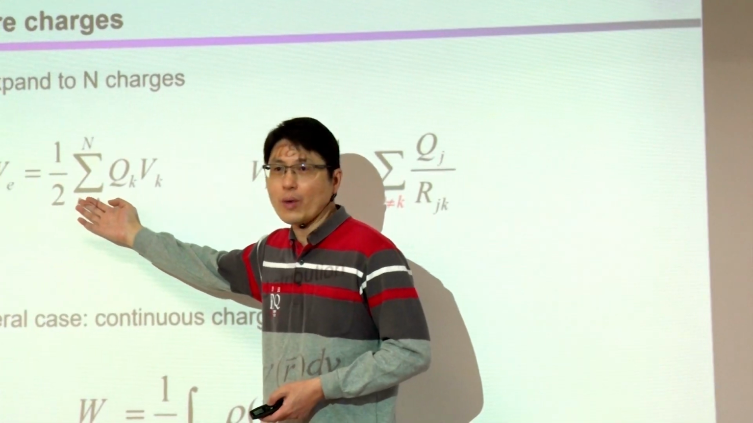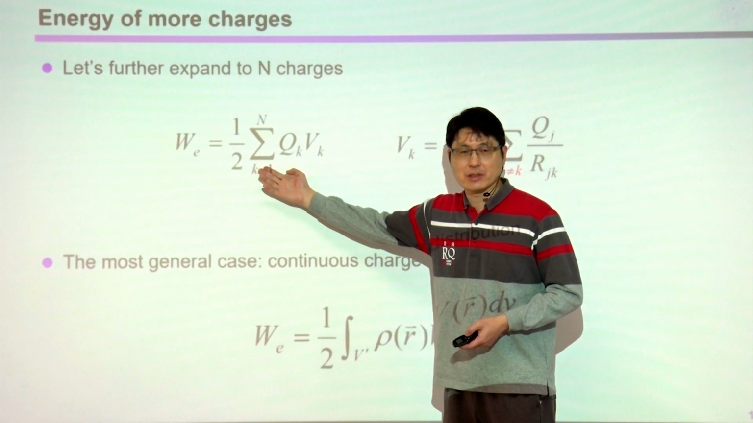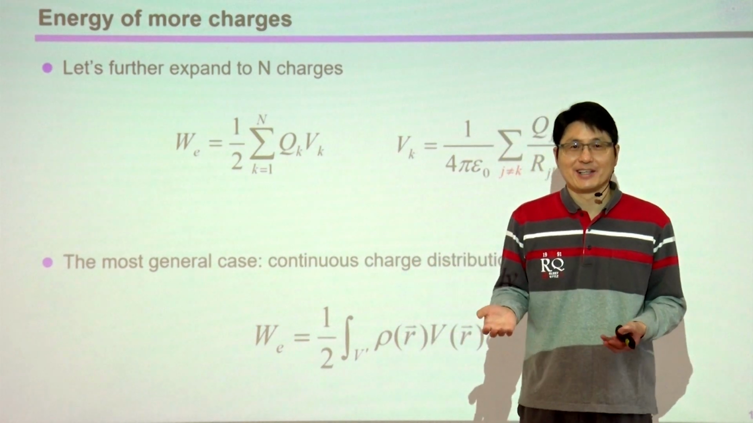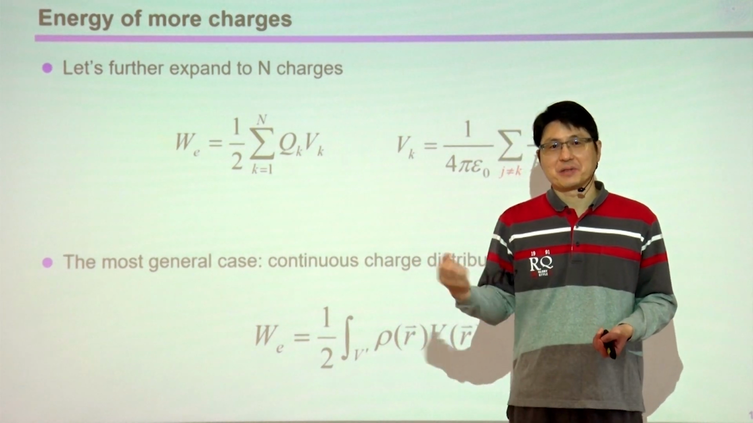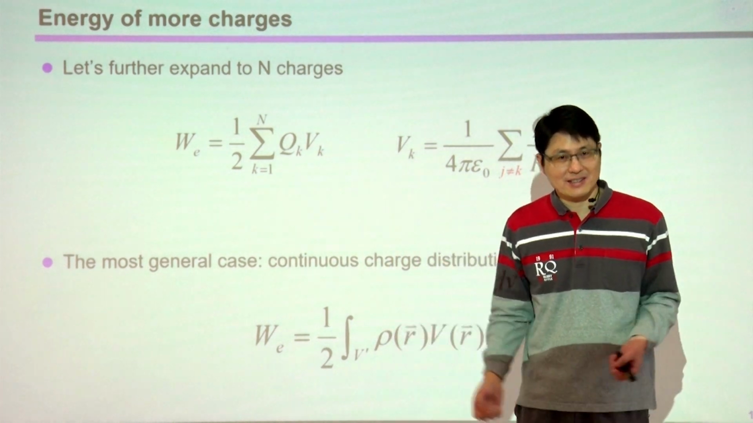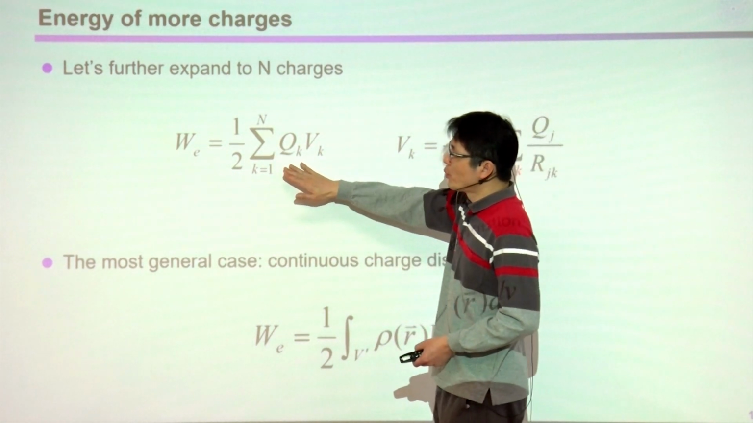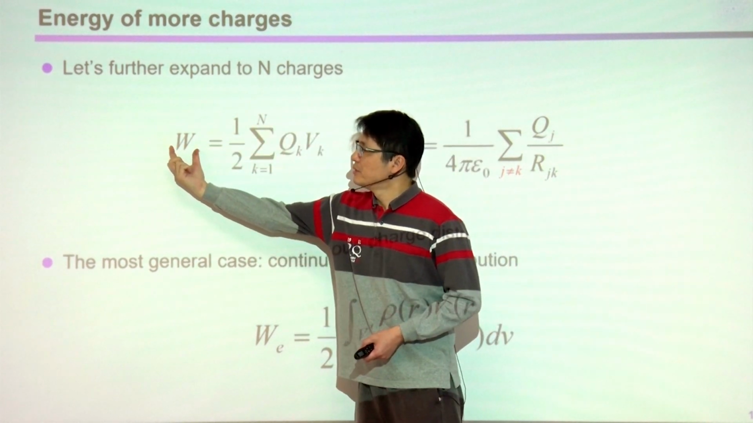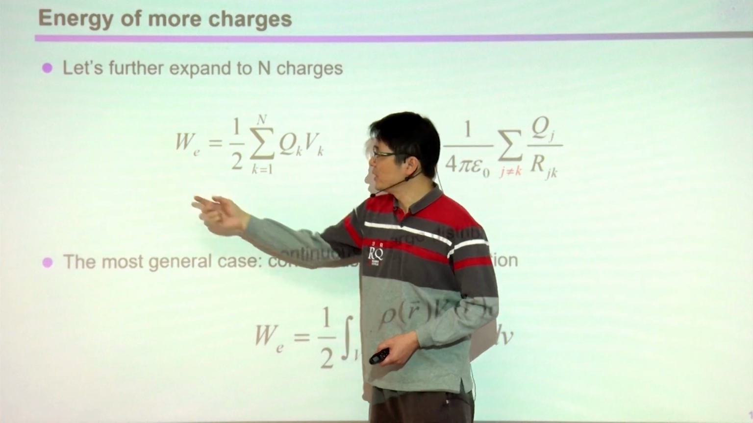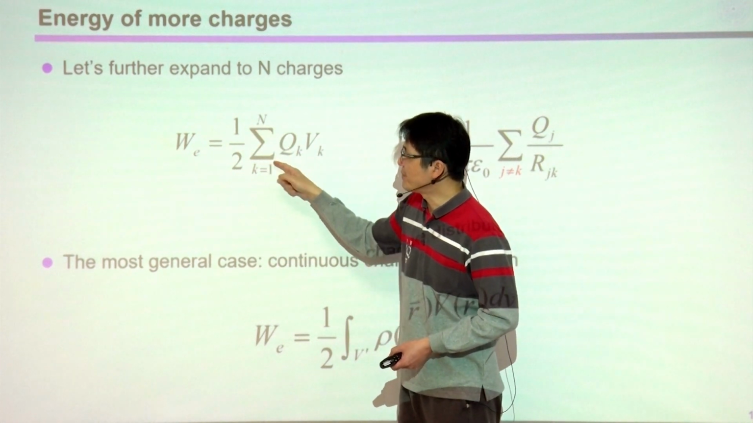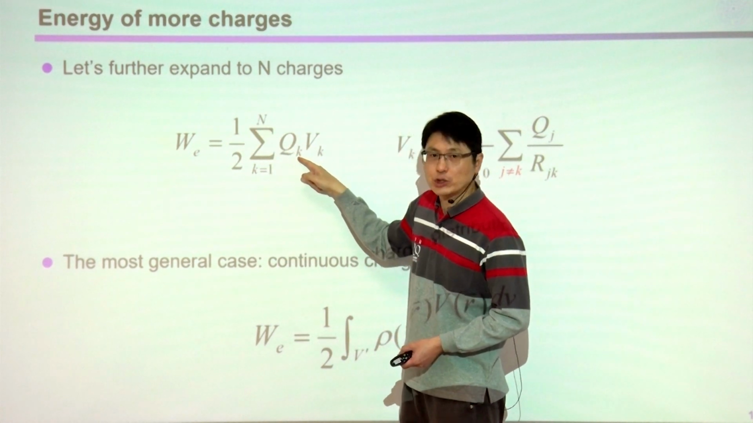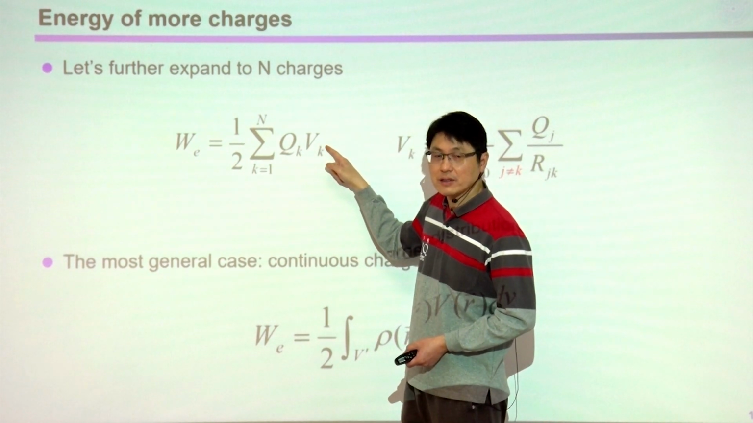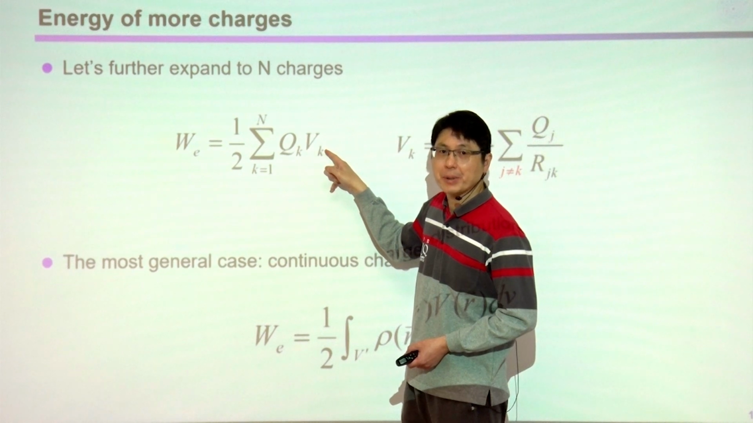We can have 1,000 or 1,000,000 charges. Therefore, you don't have the luxury of calculating the charges one coming in after the next, right? So we want to have this generalized expression. So the electric energy is 1/2 summation of each charge multiplied by the corresponding potential.